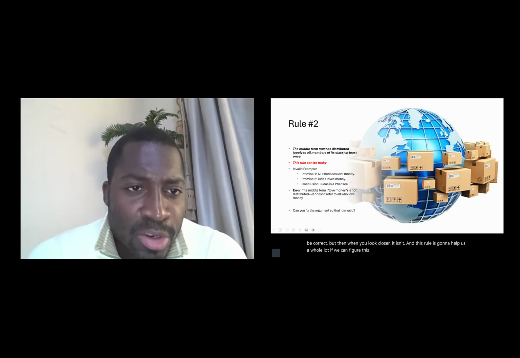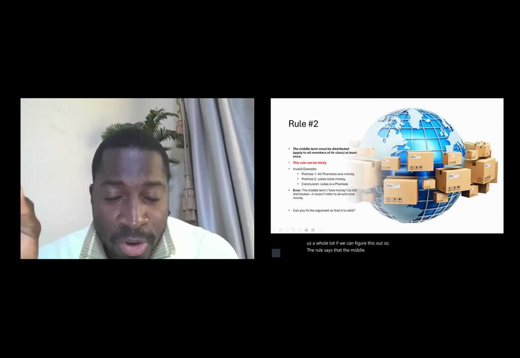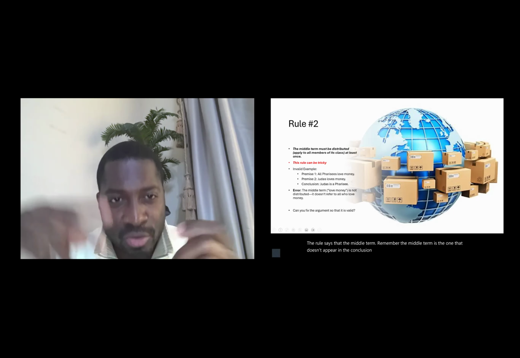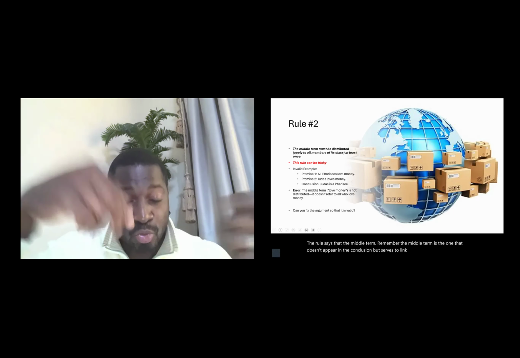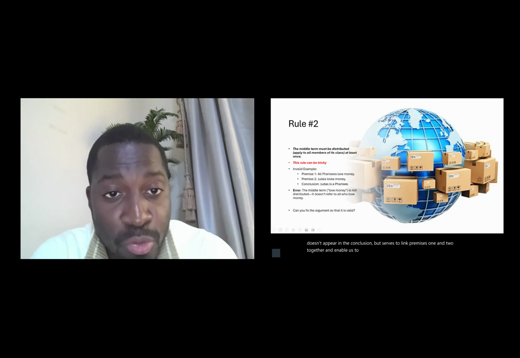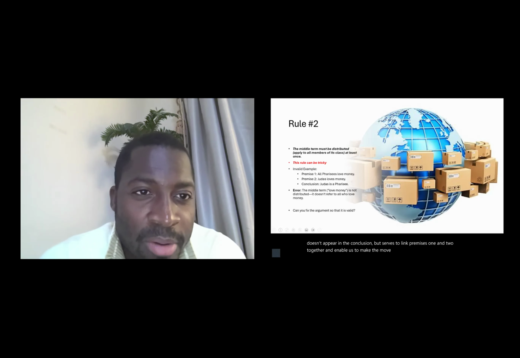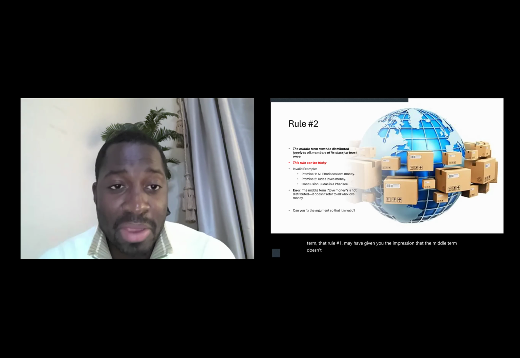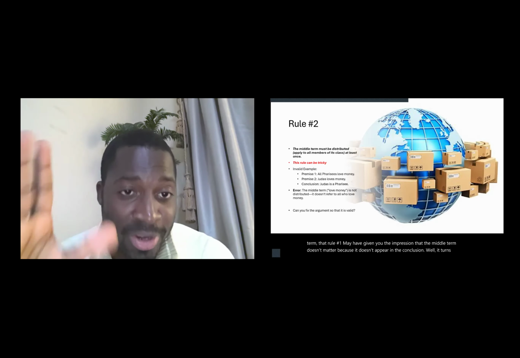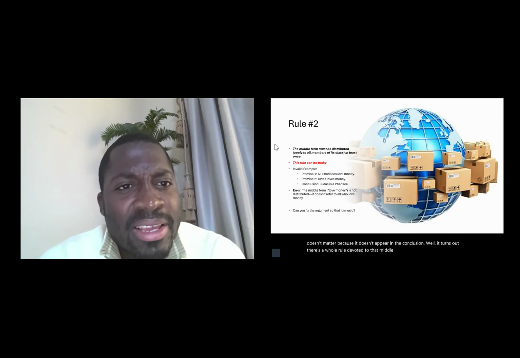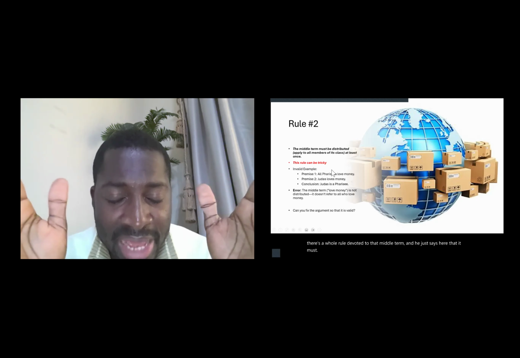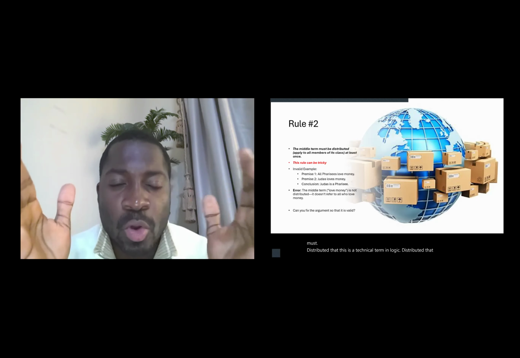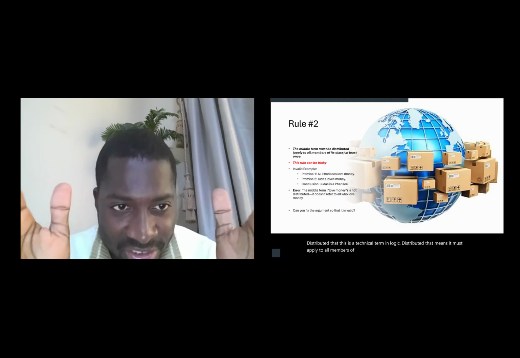So the rule says that the middle term, remember, is the one that doesn't appear in the conclusion, but serves to link premises one and two together and enable us to make the move to the conclusion. Rule number one may have given you the impression that the middle term doesn't matter because it doesn't appear in the conclusion. Well, it turns out there's a whole rule devoted to that middle term. It says here that it must be distributed. This is a technical term in logic, distributed. That means it must apply to all members of its class at least once.